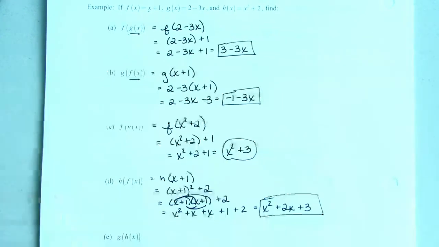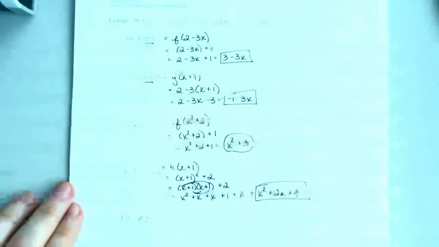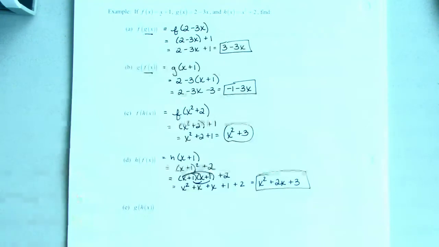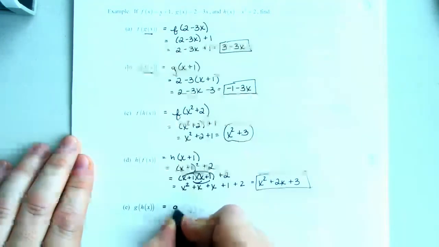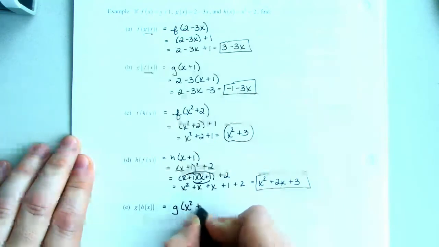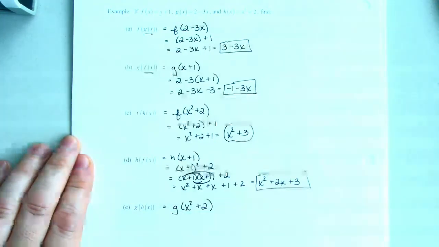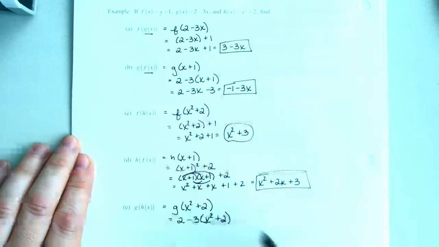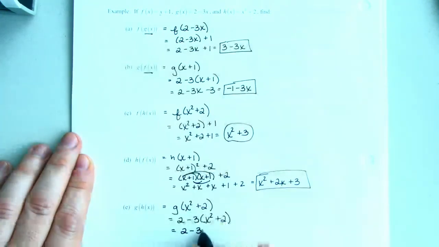Take a look at letter E. See what you can do in letter E. This is g of x squared plus 2. This will give me 2 minus 3 times in parentheses x squared plus 2. I'm going to distribute the negative 3. 2 minus 3x squared minus 6. That's negative 4 minus 3x squared.